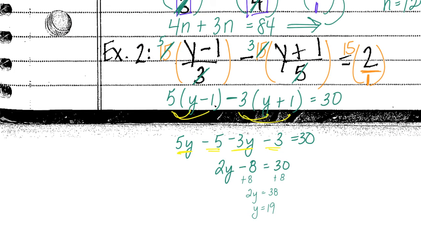So notice I could go all the way back, and right here I could plug in 19 and 19. Okay, so let's just do it in our head. What's 19 minus 1? 18 divided by 3 is? 6. What is 19 plus 1? 20. Divided by 5 is 4. Is that equal to 2? Yes. I do that all the time.